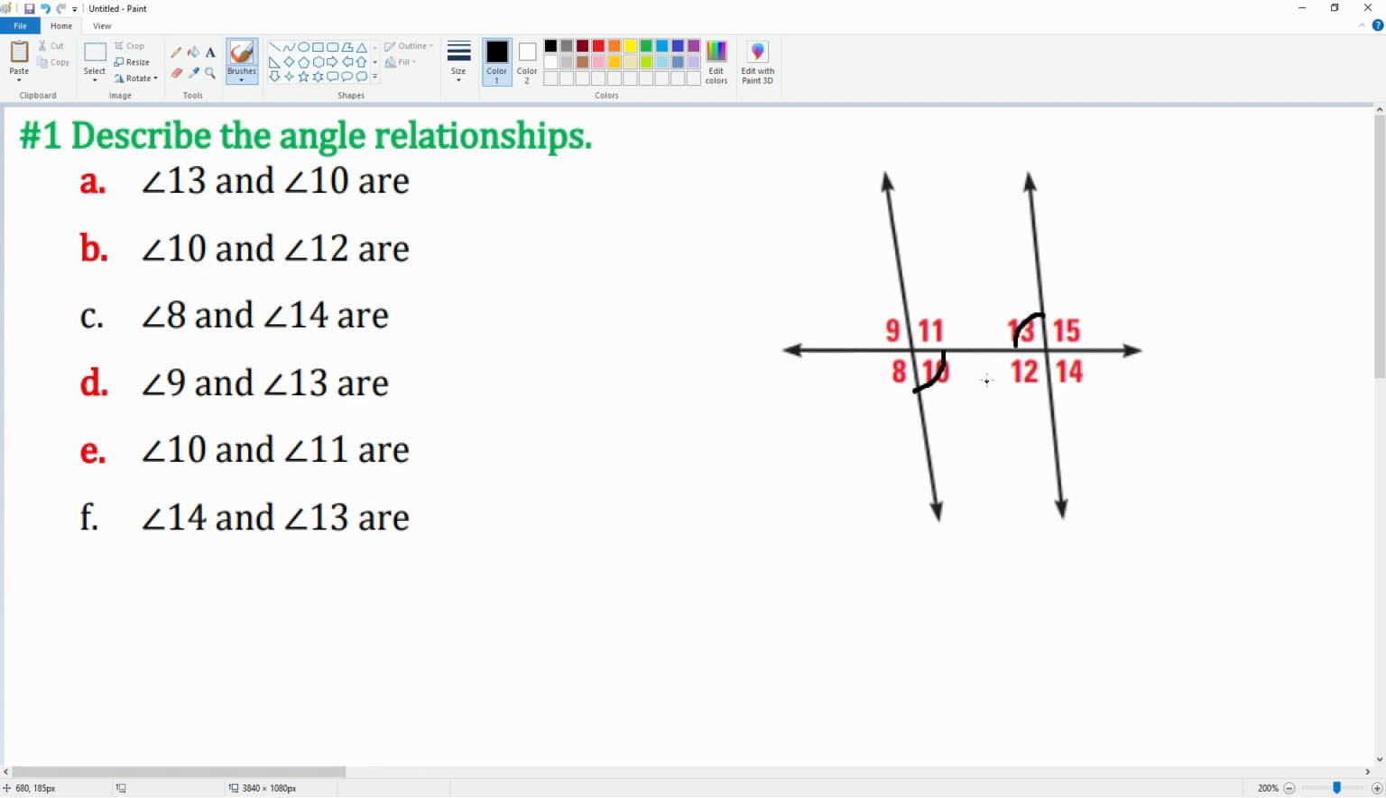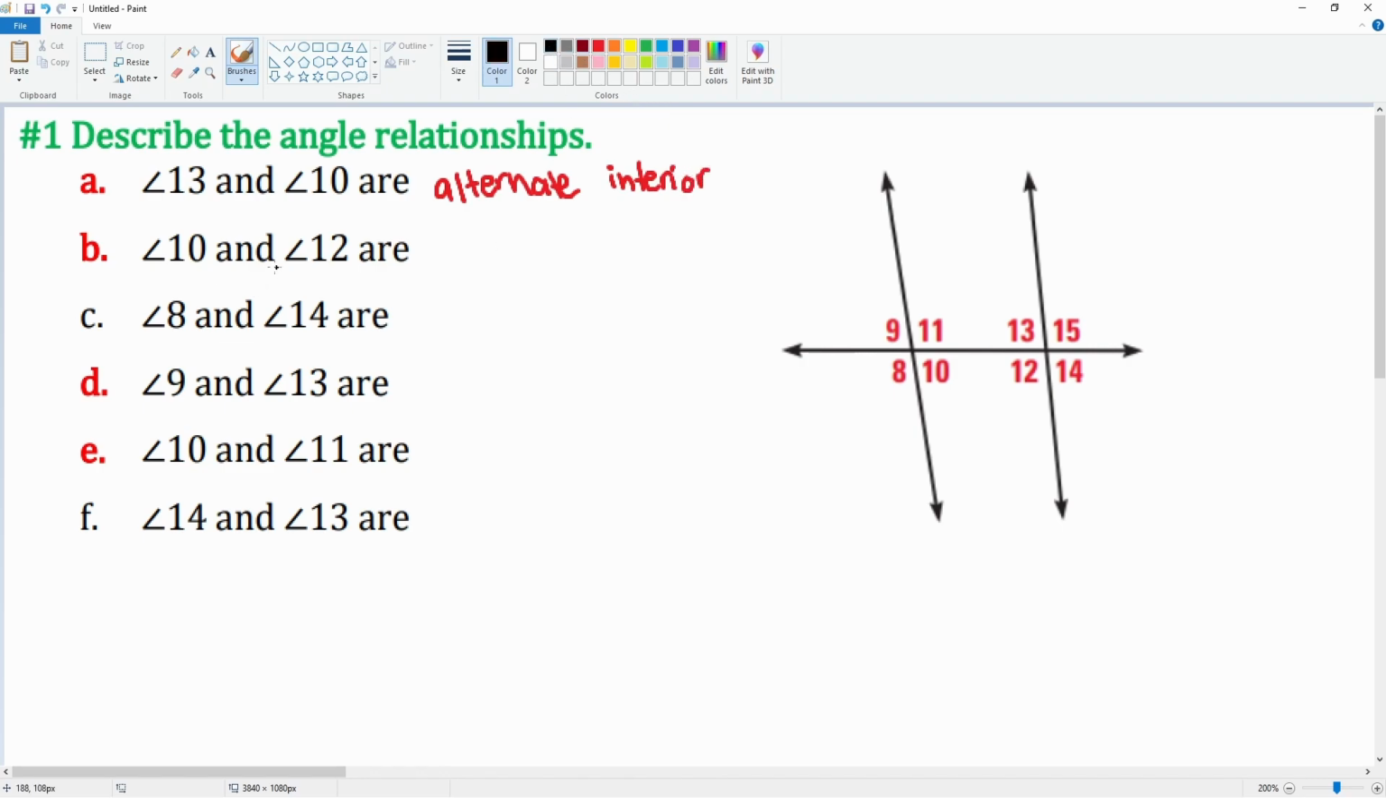Both of them are on the inside and both of them are across this transversal line. So we can call that your alternating because it is across the transversal line and they're both on the inside, so we call it alternate interior angles.